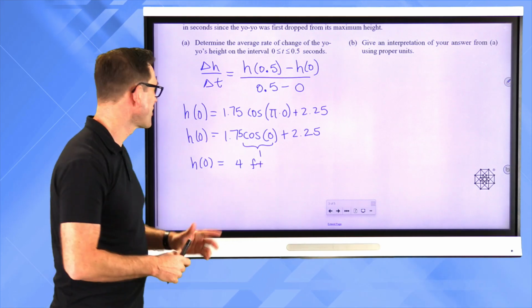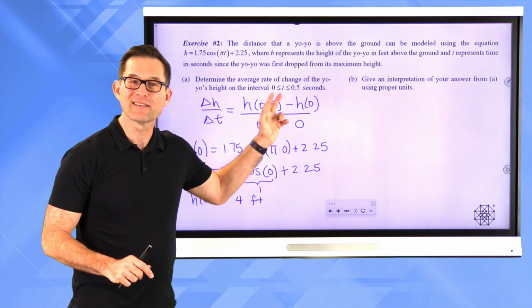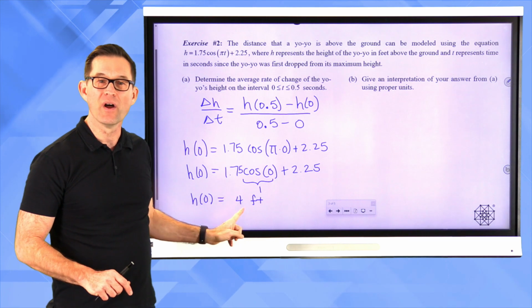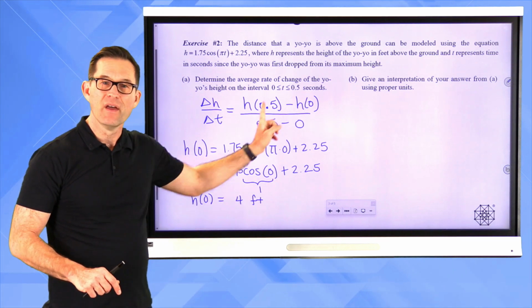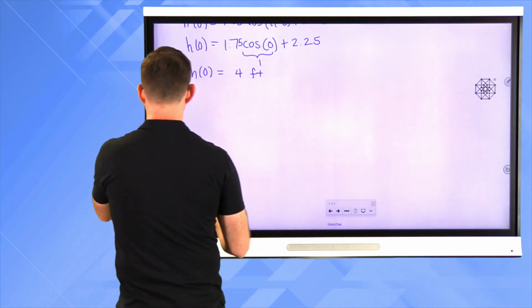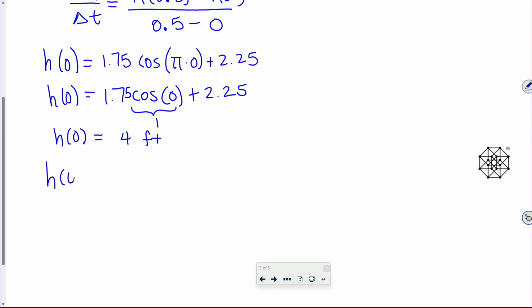And that kind of makes sense, right? Cosine starts at its maximum. There's my midline plus my amplitude. I'm starting at my maximum. Now, where are we 0.5 seconds later? Well, let's figure that out. H of 0.5, and again, if you did this all on your calculator, that's all right. That's going to be 1.75 times the cosine of pi times 0.5 plus 2.25.